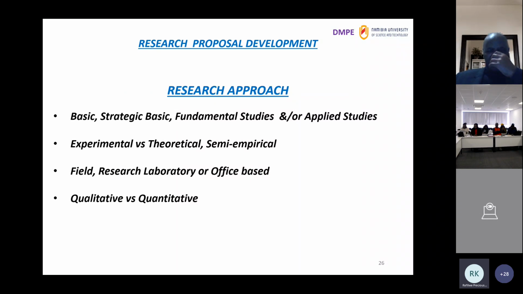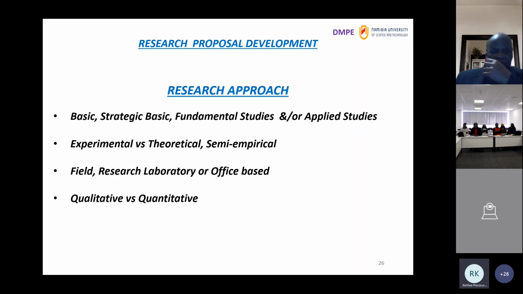When we talk about research approach, we mean whether or not we're going to perform basic, strategic, fundamental studies and or applied studies. Whether we're going to do experimental, theoretical, semi-empirical, which means we combine experience with theory. So we use experimental and theoretical approach together in semi-empirical.